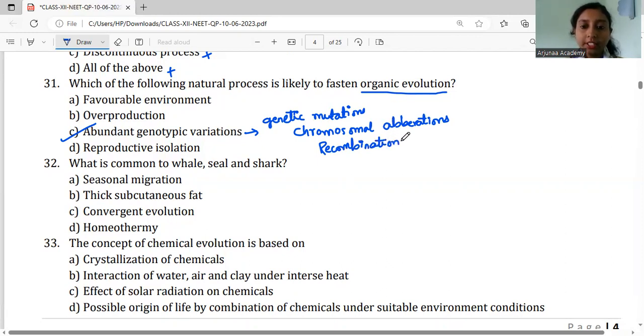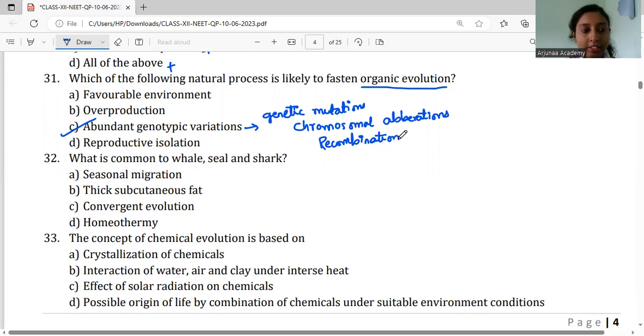So these are the changes which lead to variation in the gene, that is, genotypic. Genotype means the genetic constituent. So that genetic constitution should change: genetic mutations, chromosomal aberrations, recombinations, these are the factors. Okay. So the answer is option C.